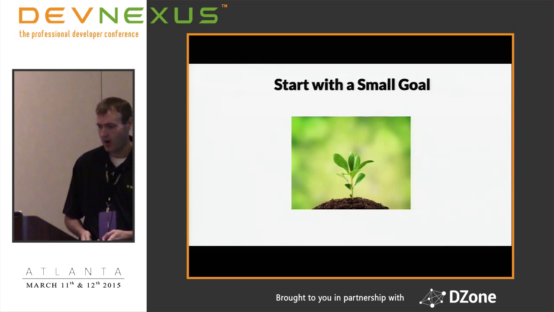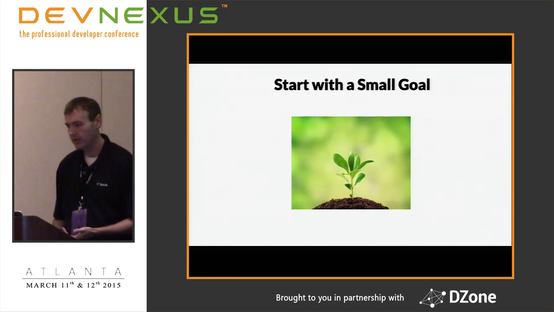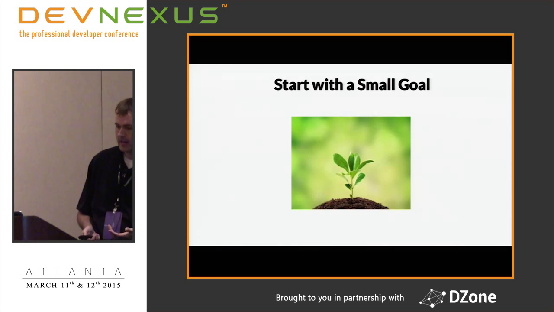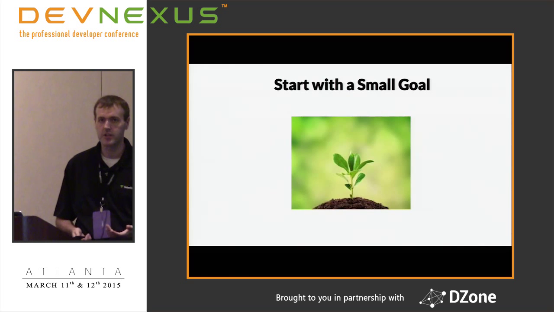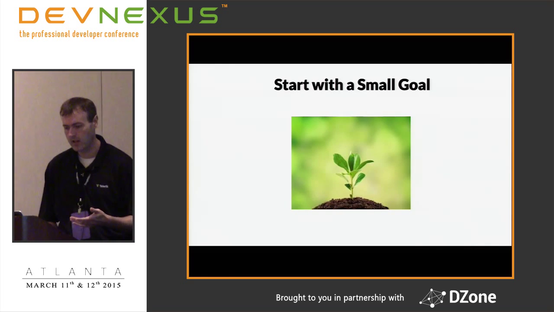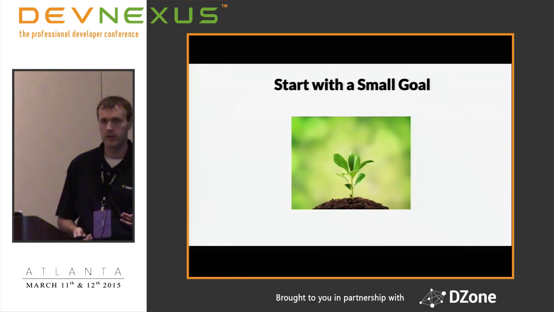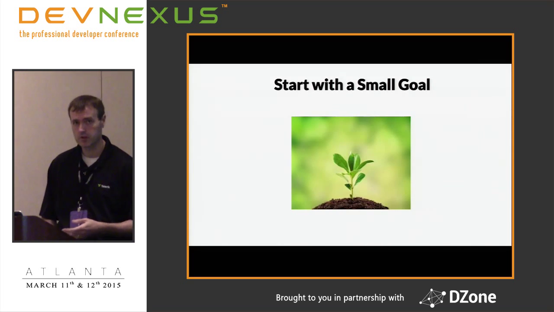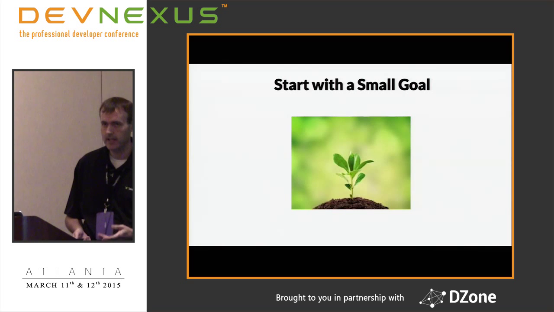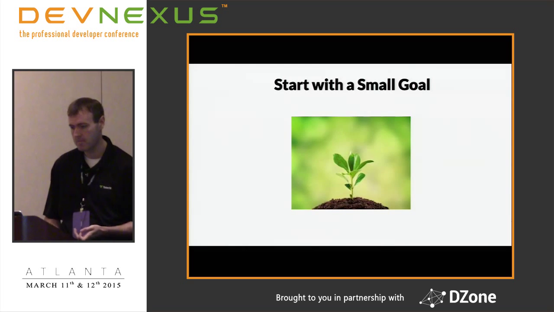One of them was starting with an absolutely small goal. So I started with some certifications. I decided to go through the certifications. I started with an MCP. Obviously, this is in the Microsoft world, and then I moved up to the MCTS, which was the technical specialist, and then MCPD, which is the professional developer.